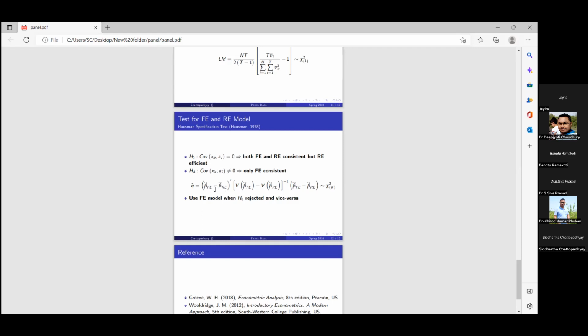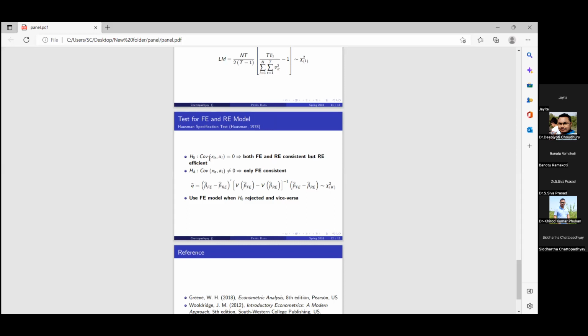What it basically says is, if my alpha i and xit are uncorrelated, suppose my null hypothesis is accepted, in that case I can go for fixed effect or random effect, both, but random effect is more efficient. So both FE and RE are consistent, but random effect is more efficient.